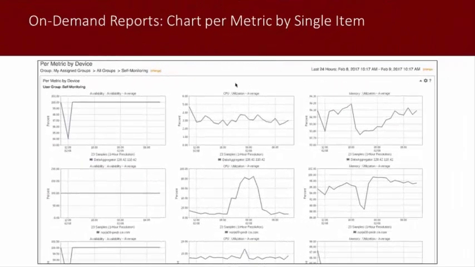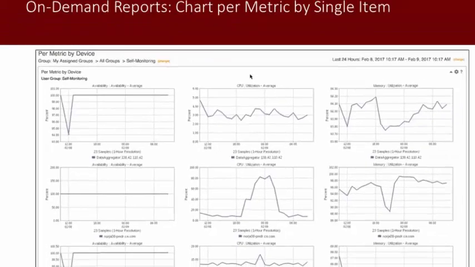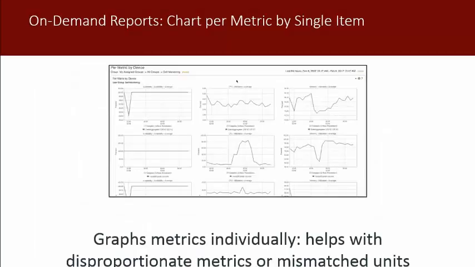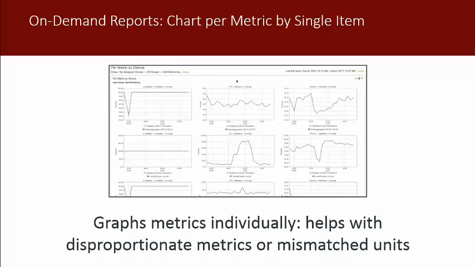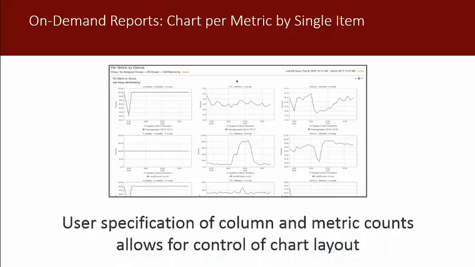On-demand reports offer a new view type called Chart Per Metric by Single Item, which produces individual single metric trend graphs on a per-item basis. Segregated metric graphing is particularly useful when metric values are widely disproportionate or when units are dissimilar. Multiple charts are grouped by reportable item, whether that item is a group, device, or component, as determined by the metric calculate level specified by the view. The user specifies the number of columns used in the view, as well as the number of metrics. This allows for control of the chart layout, for easier multi-metric correlation.